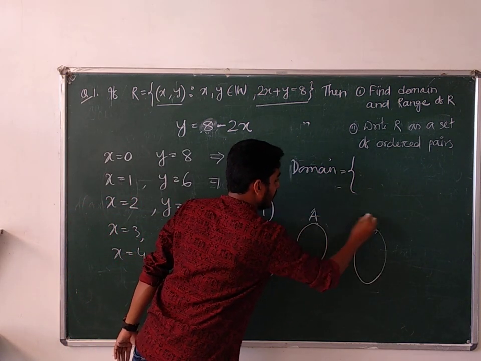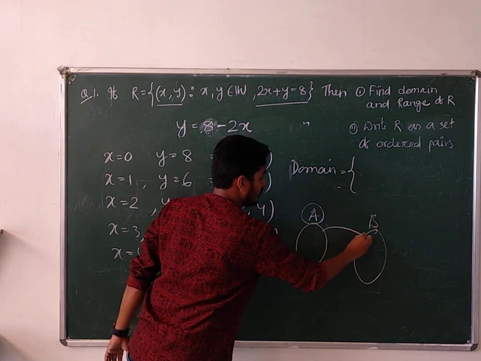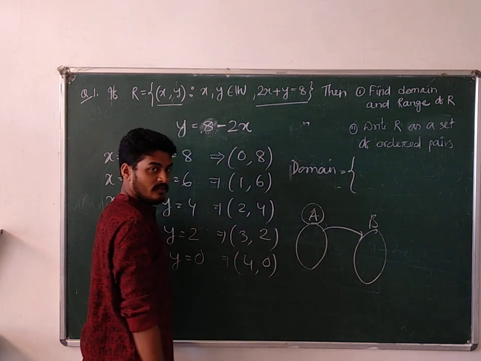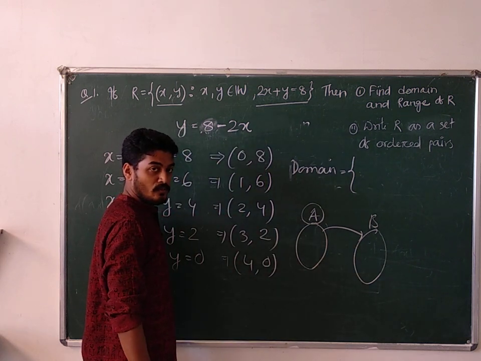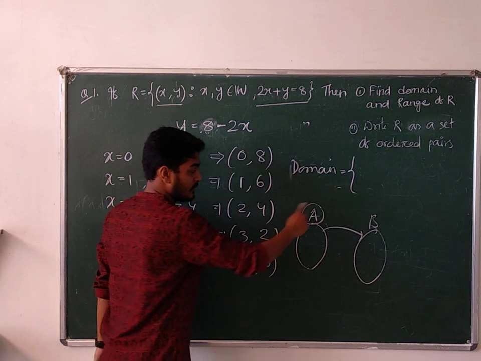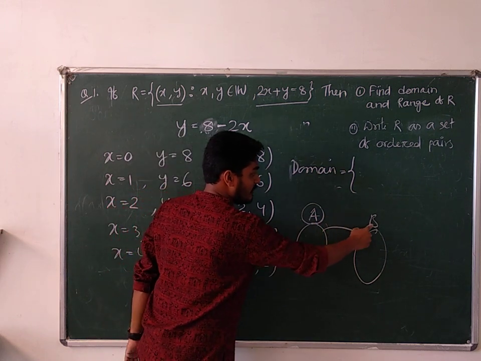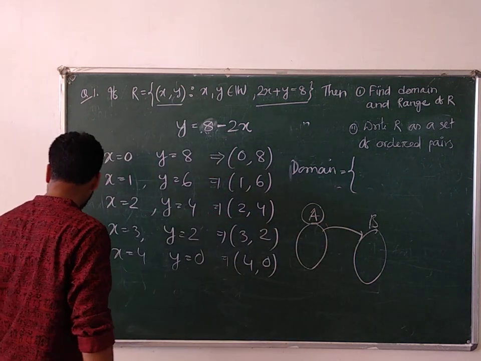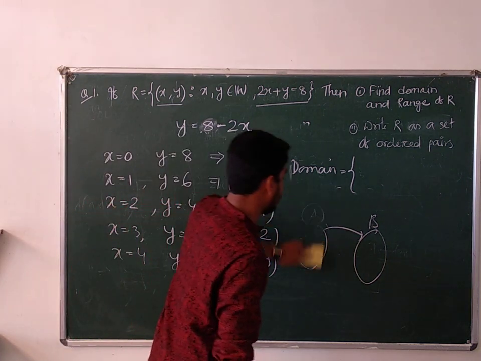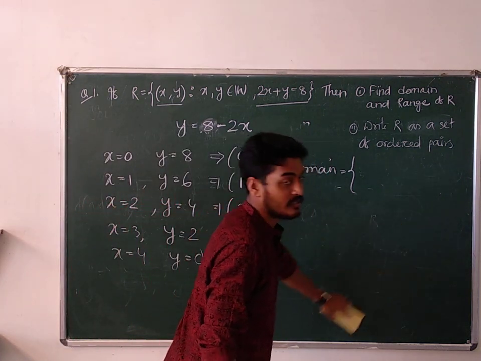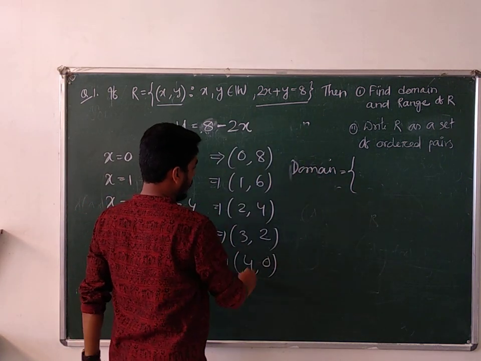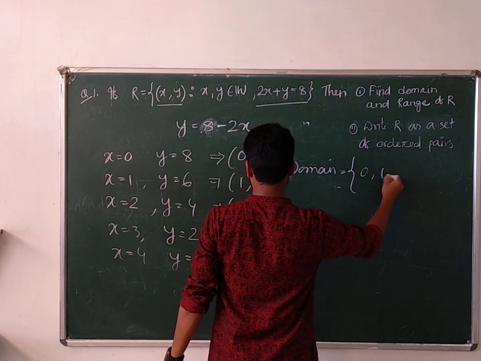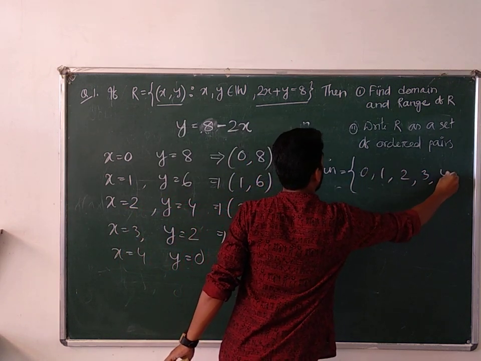This one is A and this one is B. All the first components are known as the domain. Here we have a relation between two sets, A and B. So domain, codomain, range, all are known as sets. Remember, you have to write down the answer in set form. The values of x are known as domain elements. So 0, 1, 2, 3, 4.